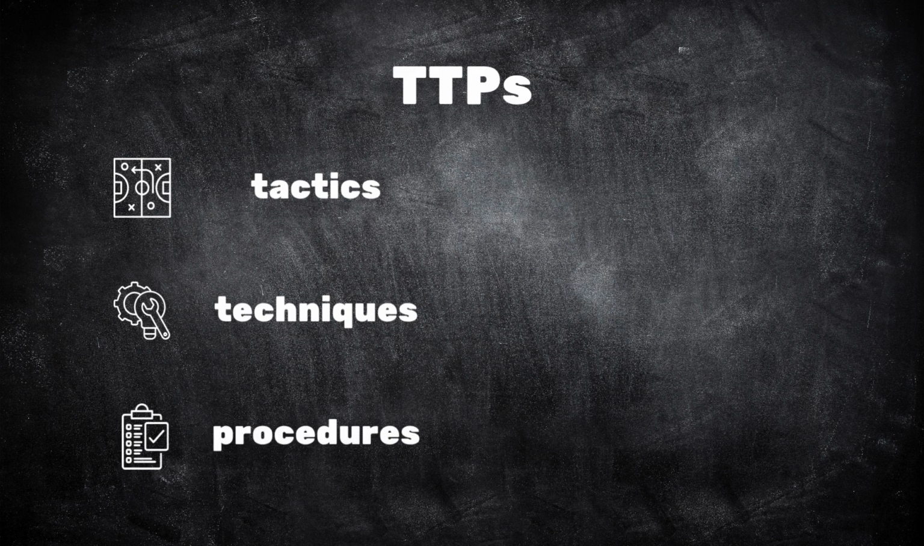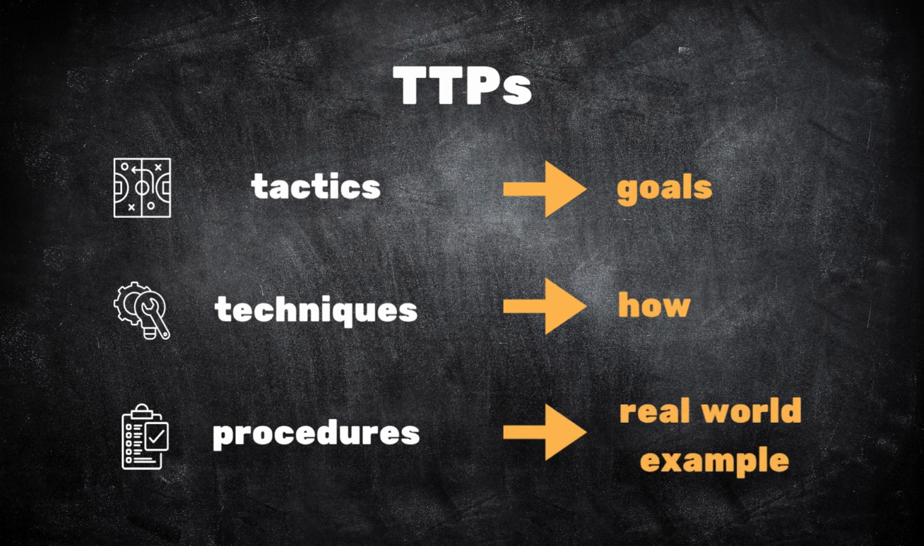Tactics represent the attacker's goals, such as gaining initial access or moving laterally through a network. Techniques explain how those goals are achieved, for example by stealing credentials or executing scripts. Sub-techniques break techniques into more specific variations and use cases. Procedures are real-world examples, observed tools, commands, or playbooks attackers used in incidents.